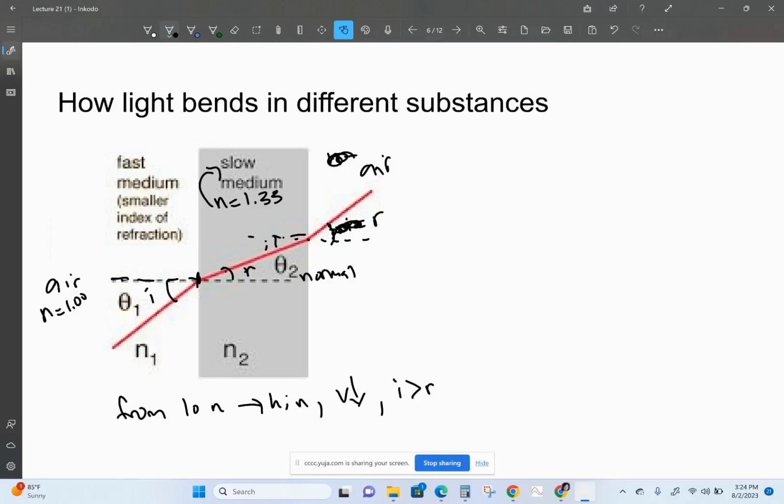So when you go from a low n to a high n, velocity slows down. When you go from a high n to a low n, the velocity speeds up, and the angle of incidence is going to be less than the angle of refraction.